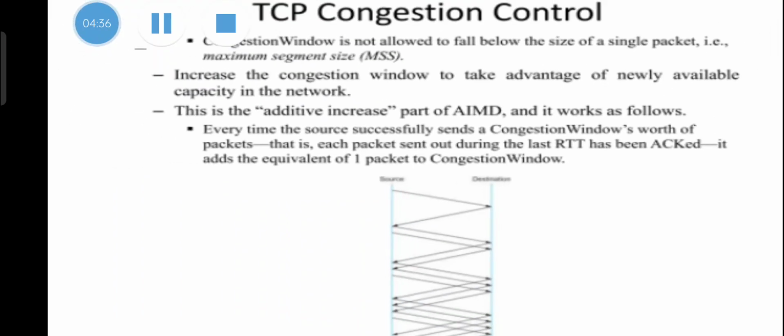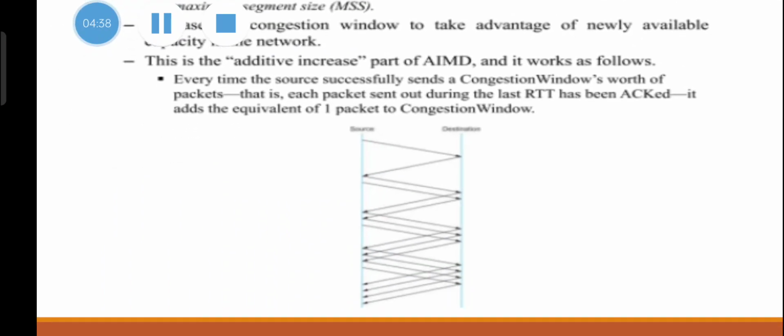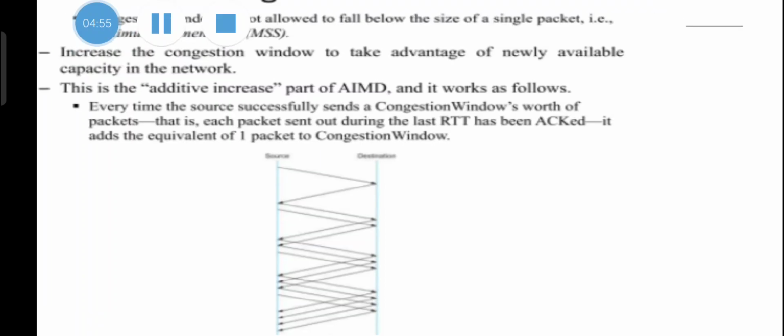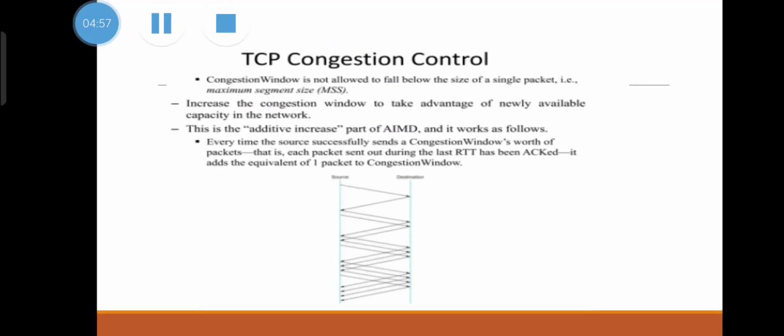So you can see this diagram. In this diagram, initially I have sent only one data packet. Once I got the acknowledgement, I will be increasing the value to 2. And then once I got acknowledgement for the 2 data packets, I will be increasing to 3. Likewise, I will be increasing linearly. So this is the main concept behind the additive increase and multiplicative decrease.